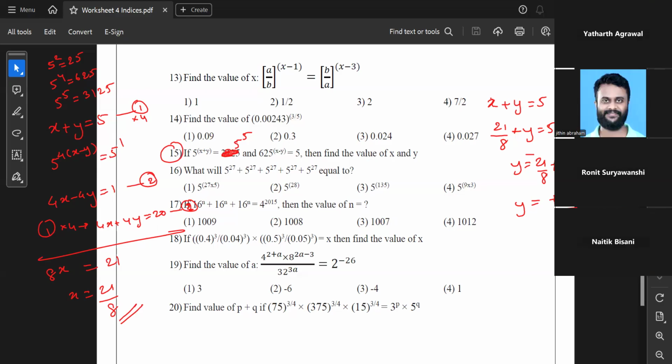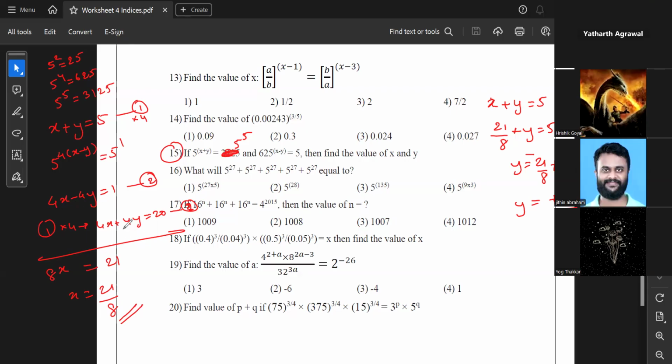Yes, Yatharth. Tell me. Sir, I didn't get that part from where you got 21 upon 8. Did you understand how I got 21 upon 8? No, sir, I understood all of the rest. Okay. So basically, when I add these two equations, 4x plus 4x gave me 8x, minus 4y plus 4y is 0y, 1 plus 20, 21. Then I took 8 to the other side, I got 21 upon 8. This much is clear? Yes, sir. Is the next part clear? Yes, sir. Thank you, sir.